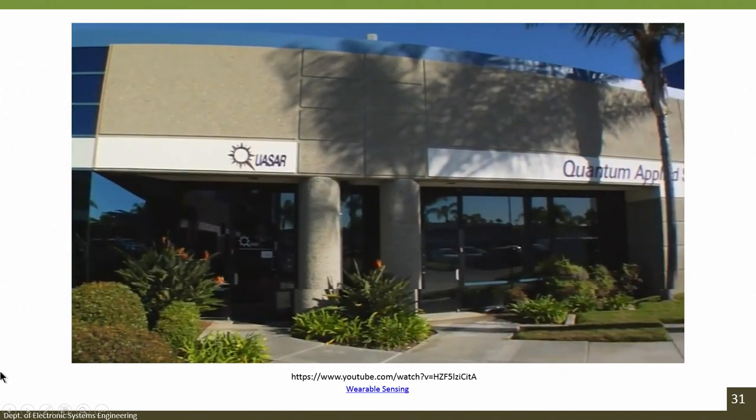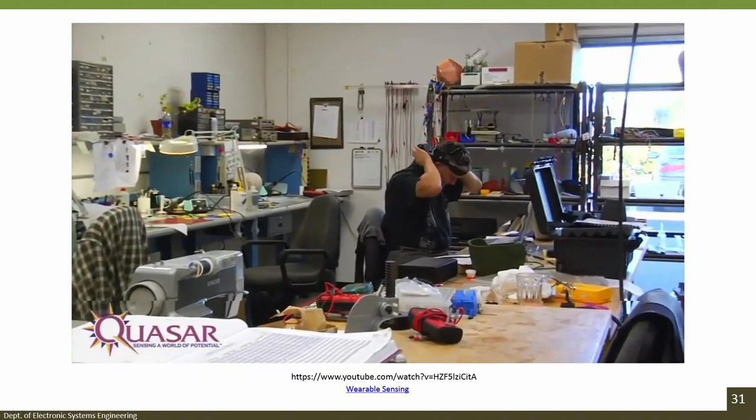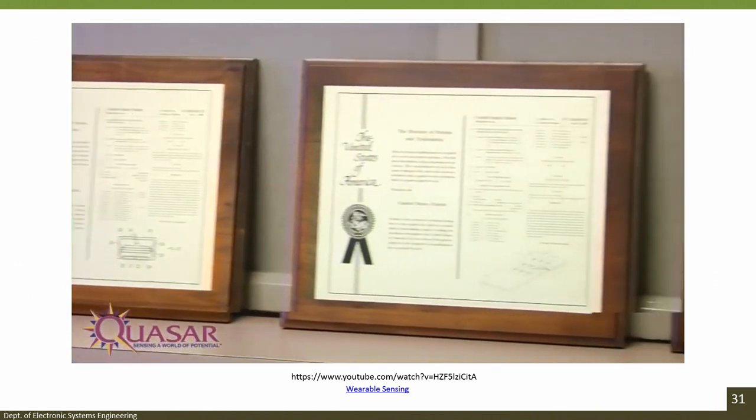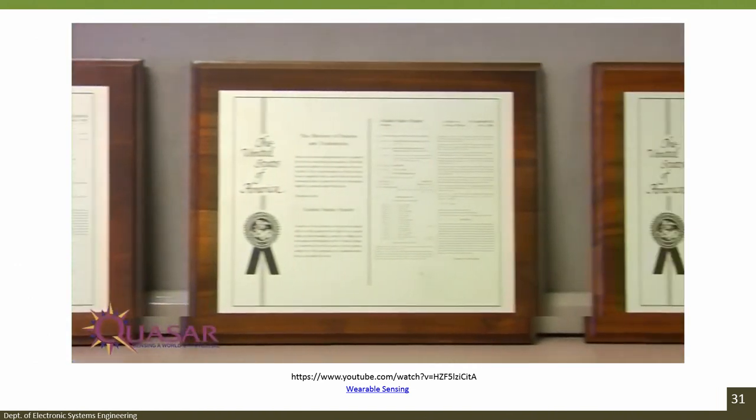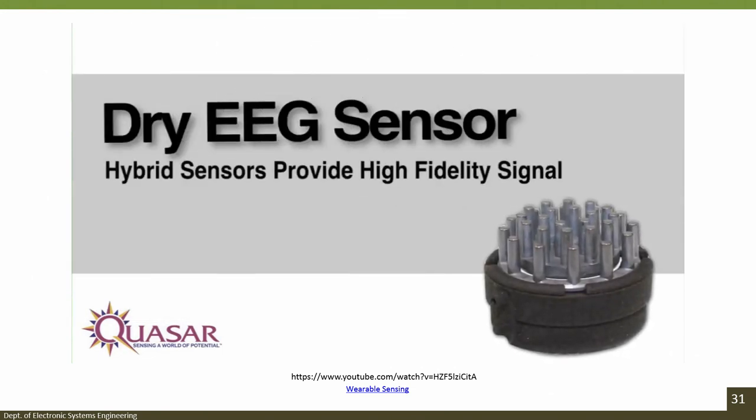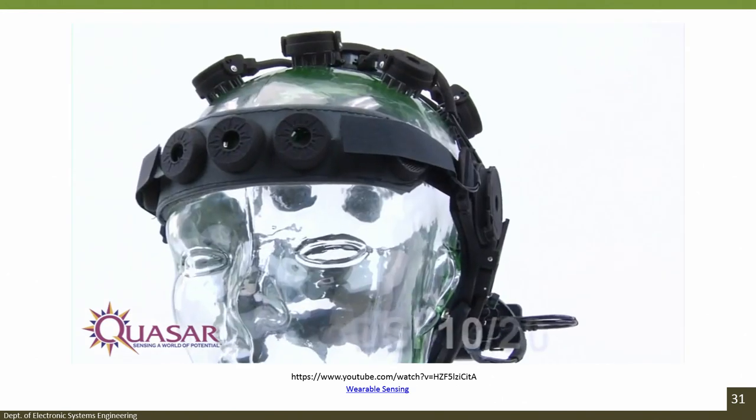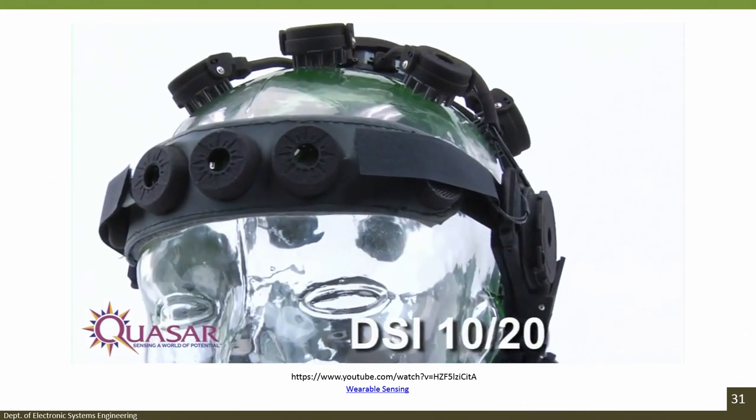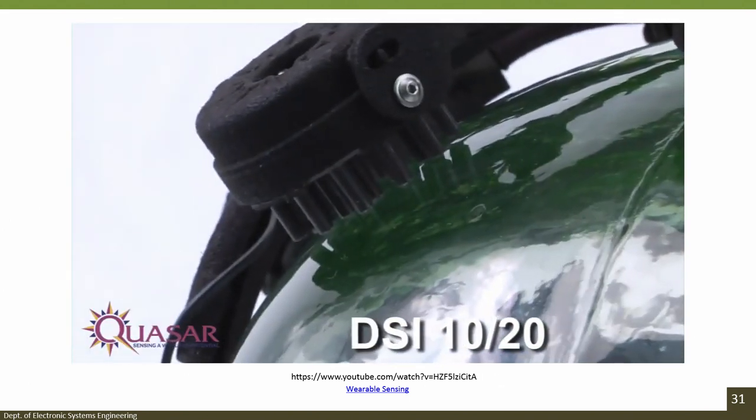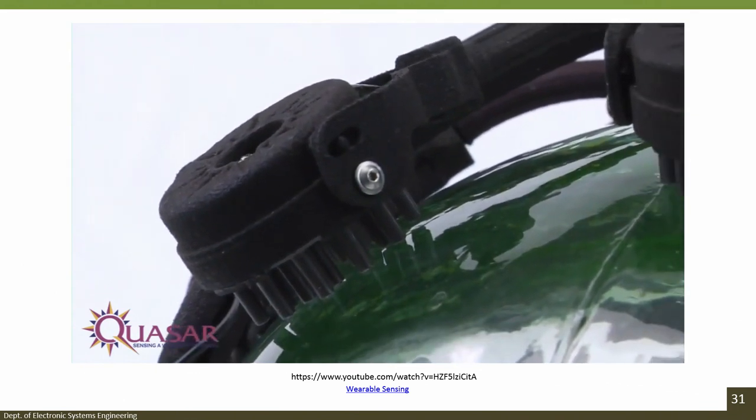Quantum Applied Science and Research, or QUASAR, is a world leader in non-invasive biosensing technology. Over a decade of research has culminated in QUASAR's patented ultra-high impedance sensor technology. This dry EEG sensor forms the basis of the DSI 10-20. This headset is designed to reproducibly position 21 sensors according to the 10-20 international system.